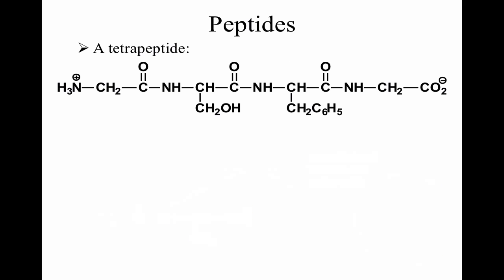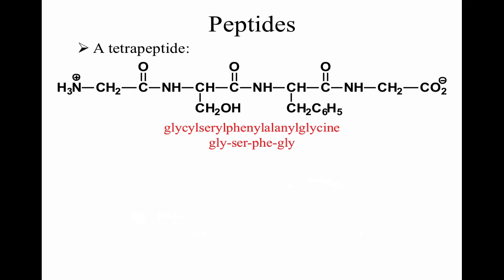Here's a tetrapeptide. What's this residue? That's glycine. What's this residue? It's got the alcohol. Which one is that? Serine. What's this residue? That's a benzyl group. That's phenylalanine. And then this residue is? It's glycine again, right? So if you wanted to really give it a name, glycylseryl phenylalanyl glycine. Nobody says that. Gly-Ser-Phe-Gly.